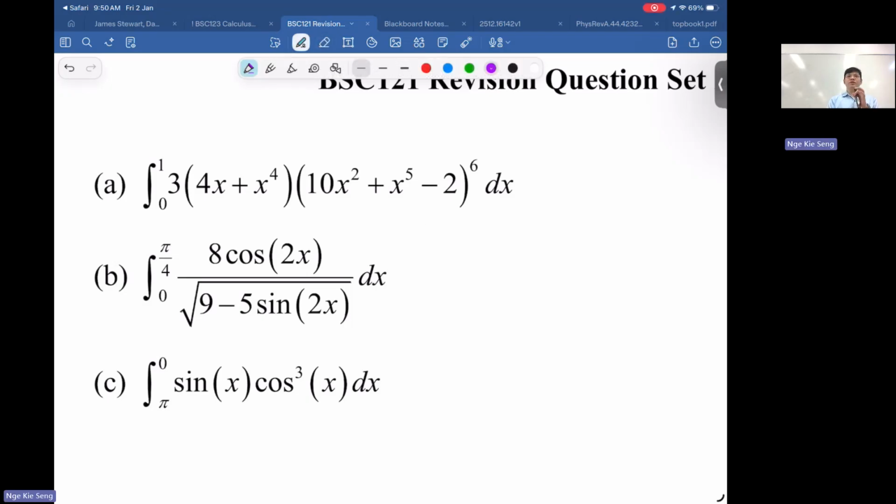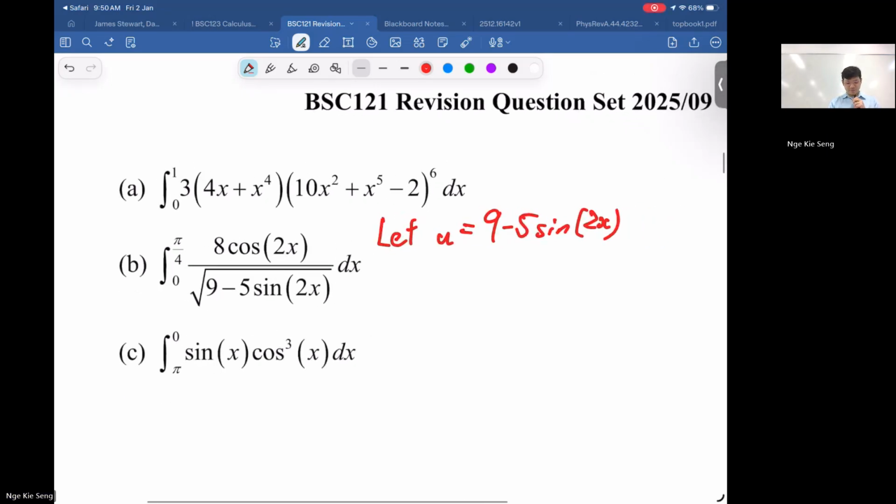Maybe we can try. Look, we just try. Okay, see how it works. So let u equal the whole square root thing, just the thing inside the square root. Okay, how could this help? So you differentiate this guy, right?